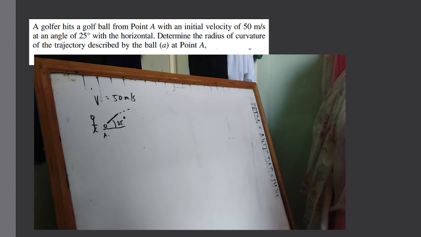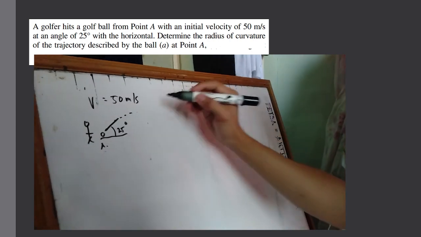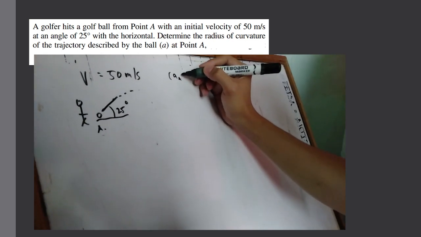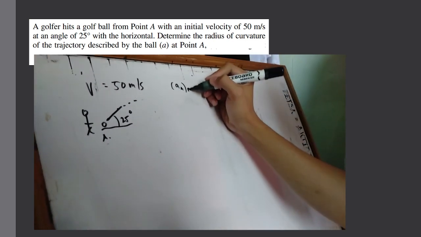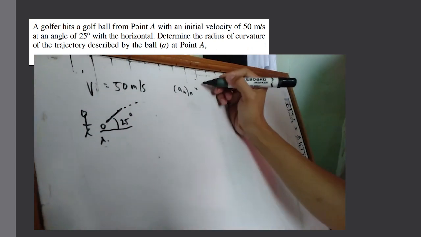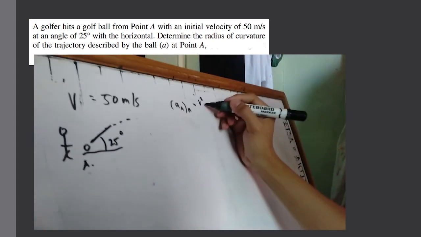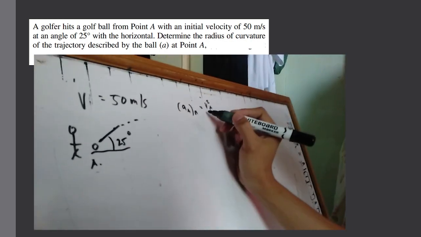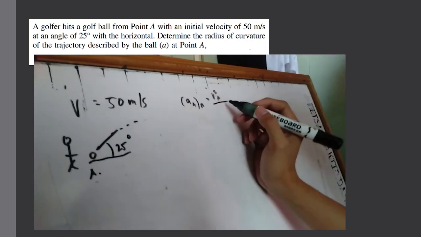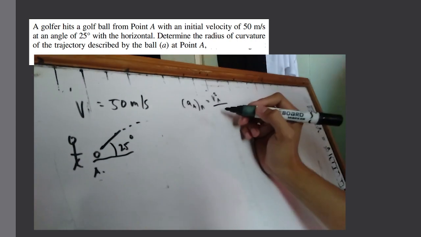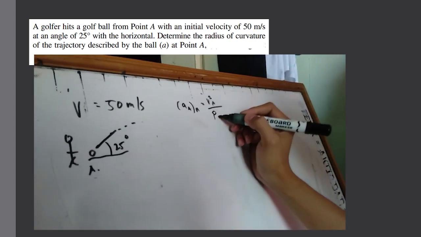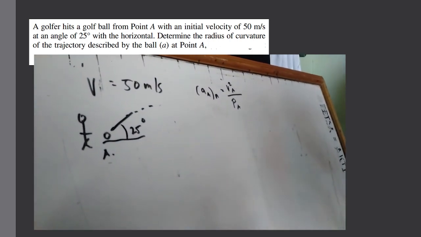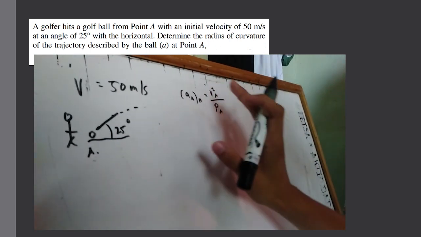So, we have this equation. A sub n is equal to V squared over rho. At point A, the acceleration at point A is equal to V squared over rho A. This is point A. This is the curvature.